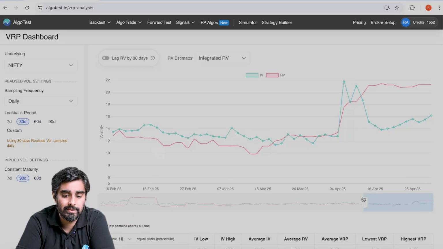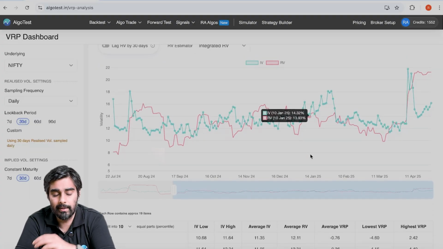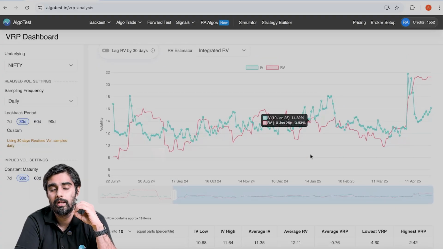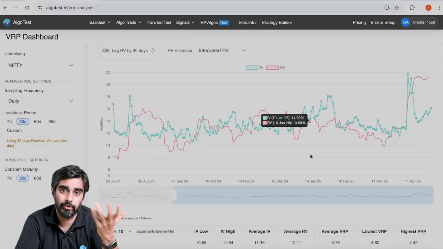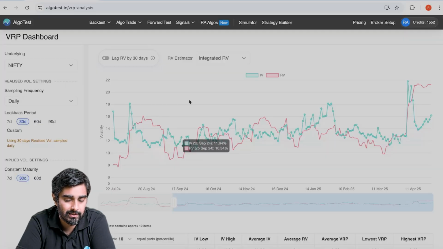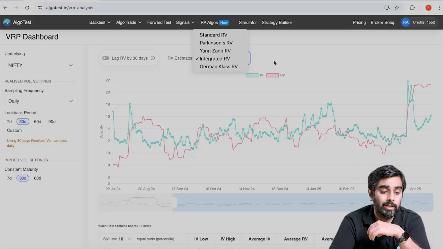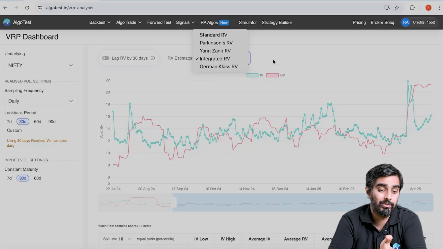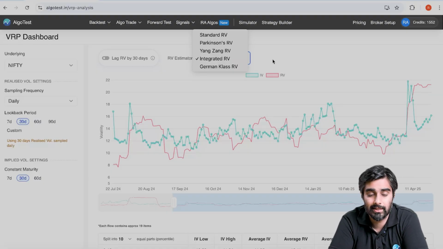In general, what we see historically is that implied volatility tends to be priced higher than what the subsequent realized volatility is, which is what we call the volatility risk premium, right? Another thing we have, guys, is the ability to select different realized volatility estimators over here. This is feedback that we received from somebody when we rolled out this particular product, that they would like to see other realized volatility estimators as well.